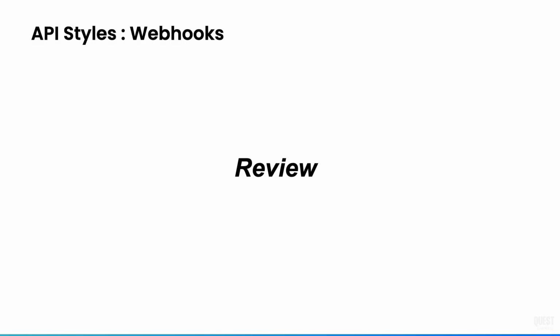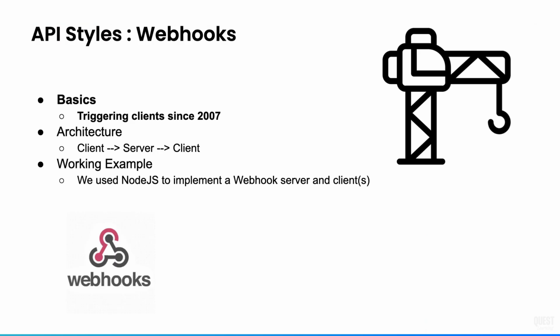All right, let's review what we've learned today. So the basics of webhooks is that they're triggers for client applications, and they've been happening since 2007. There's a unique client-server-client interaction. Clients register a URL for the server to listen for triggering events, and when it happens, the server sends a message back to the client using that URL.